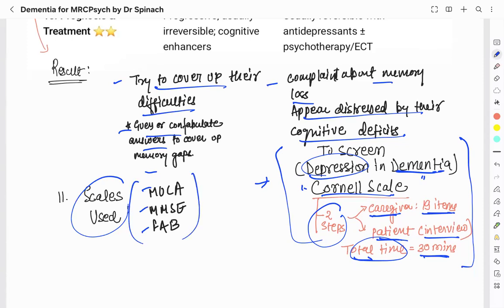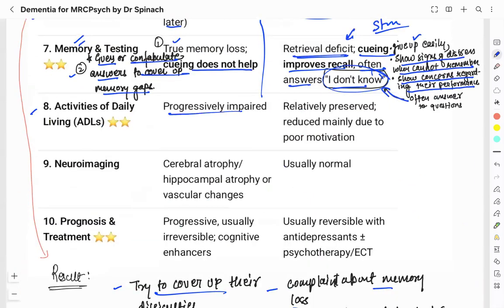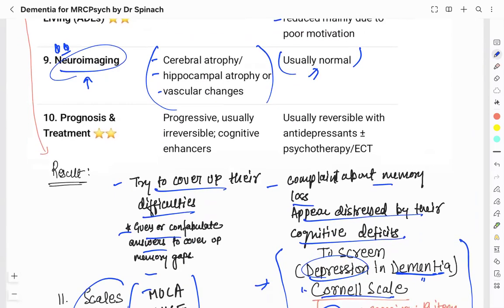This is pseudodementia. Moving on, we have activities of daily living: progressively impaired in dementia, relatively preserved in pseudodementia, reduced mainly due to poor motivation. Then neuroimaging. So this is normal, this is not normal. Okay, even I didn't remember this. It's so easy to say that there might be cerebral atrophy, hippocampal atrophy, or vascular changes present in neuroimaging.